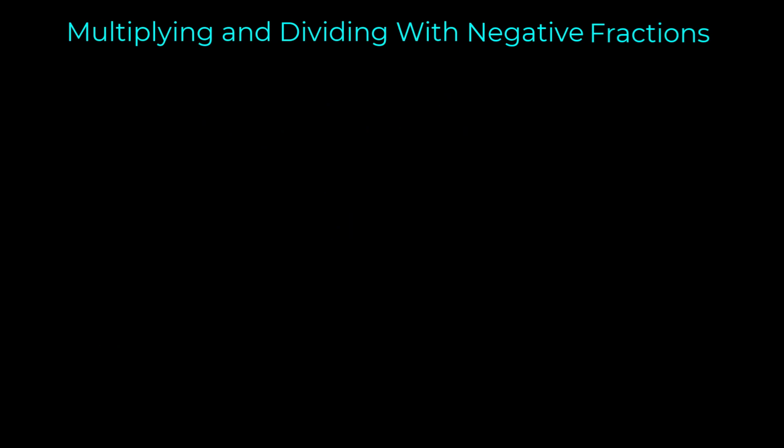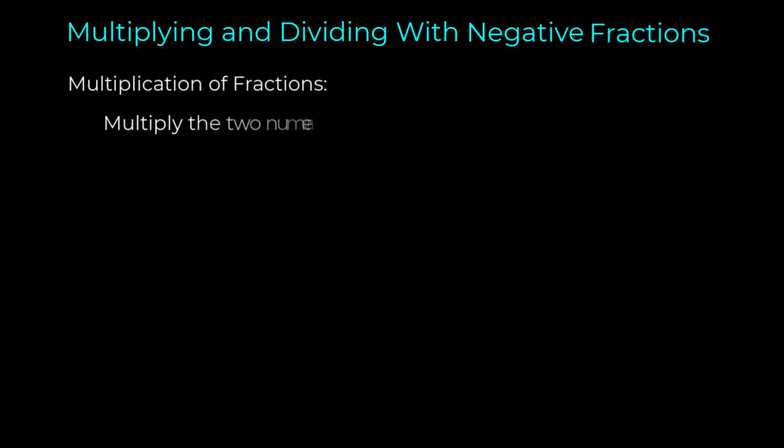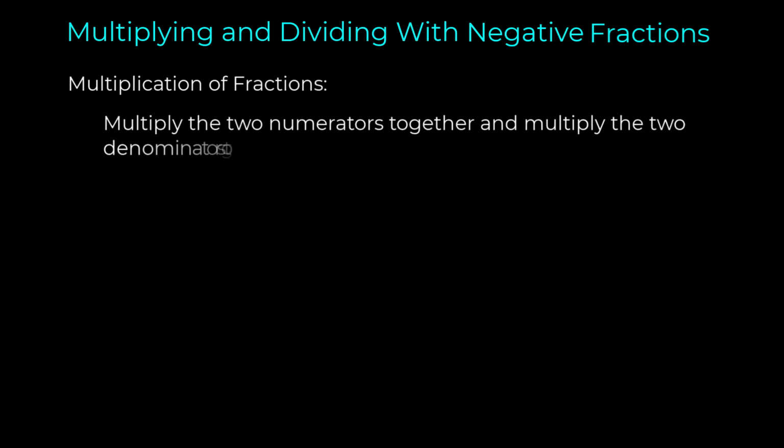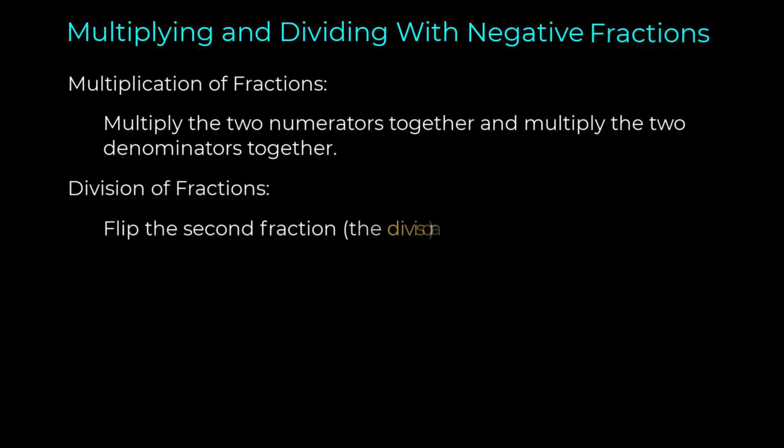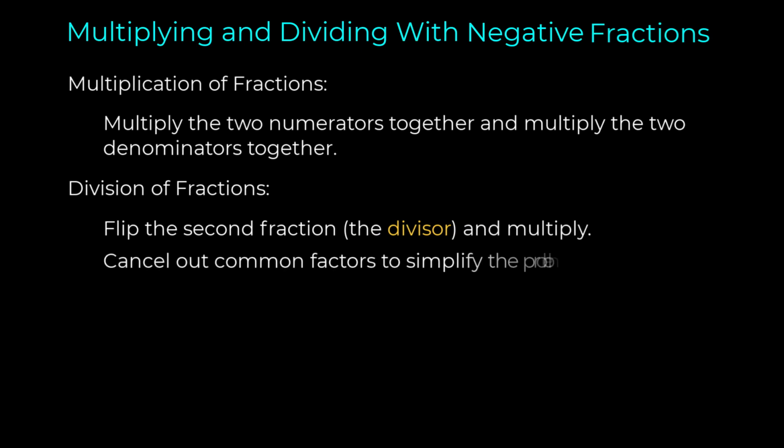Multiplying and dividing negative fractions is a relatively easy process. The rule for multiplication of fractions is that we multiply the two numerators together and multiply the two denominators together. The rule for dividing fractions is that we flip the second fraction and multiply. Remember that you can cancel out factors that are common to the numerator and denominator to make the multiplication easier.